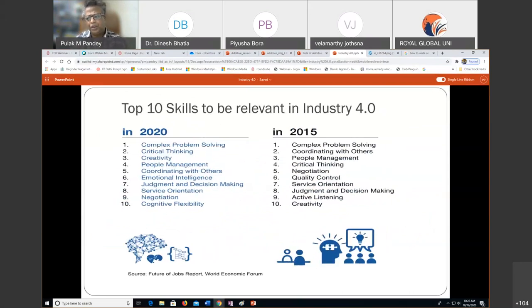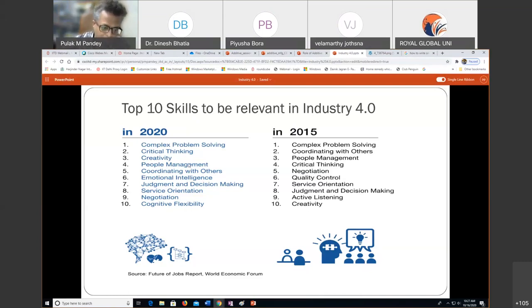So if you try to see the various skill sets which are applicable to this kind of manufacturing scenario, then for today's manufacturing, the digital skill set which is required, the most important one, is complex problem solving ability, coordination, critical thinking, and decision making, and of course creativity. But in case of Industry 4.0, there will be a minimum number of people involved.